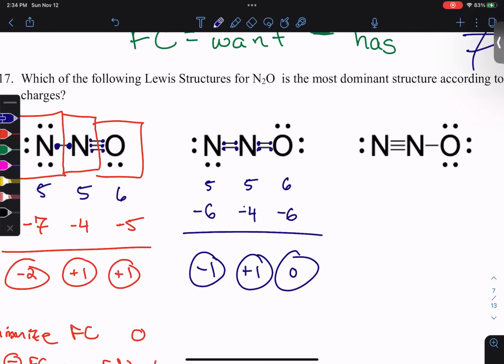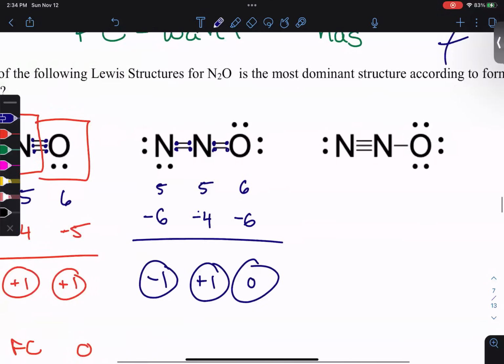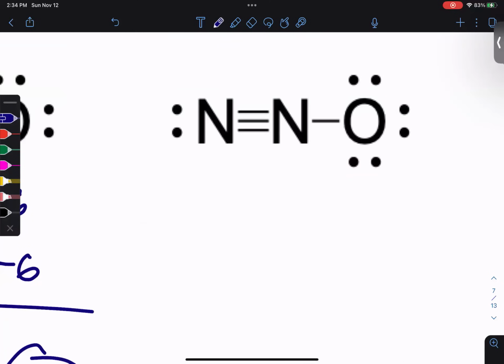All right, so it looks like we're getting better, right? Because we've made the formal charges smaller. We have a 0 now, but let's look at the last one and see what happens. All right, so for this last one, the wants line is nitrogen wants 5, 5, 6, but the leftmost nitrogen has how many electrons?